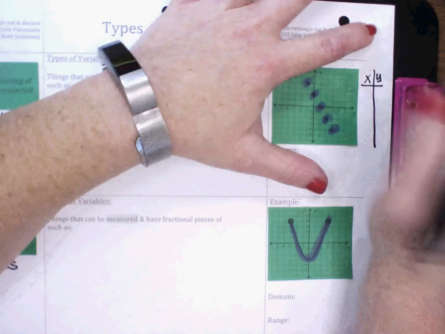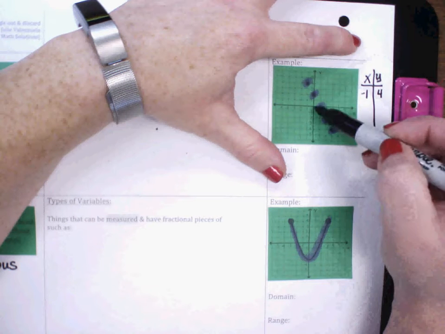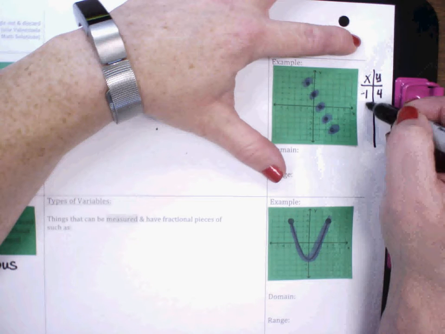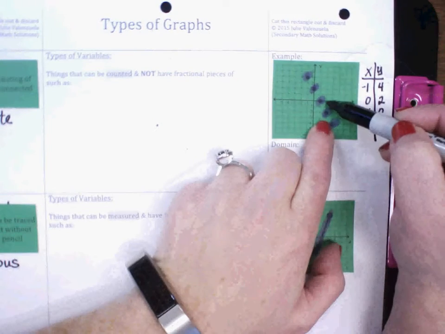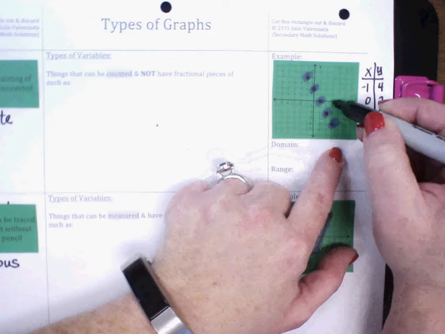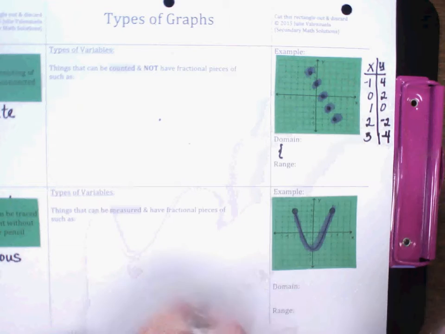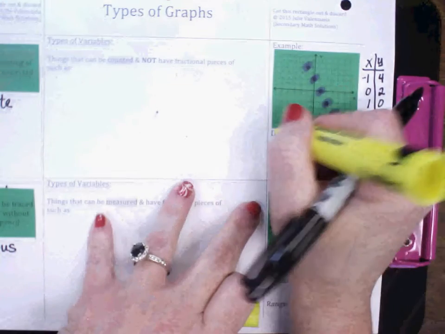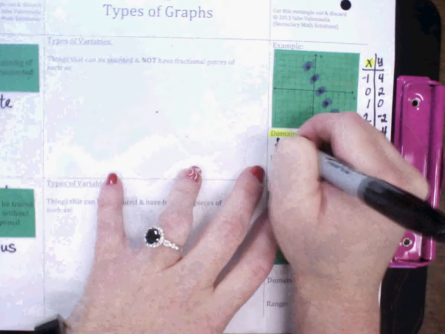All right, so let's go ahead and write down the domain for that first one. What's the domain for this one? Well, it's a lot easier if you do an X and a Y table. All right, -1 and 4, 0 and 2, 1 and 0, 2 and -2, and a 3 and -4.